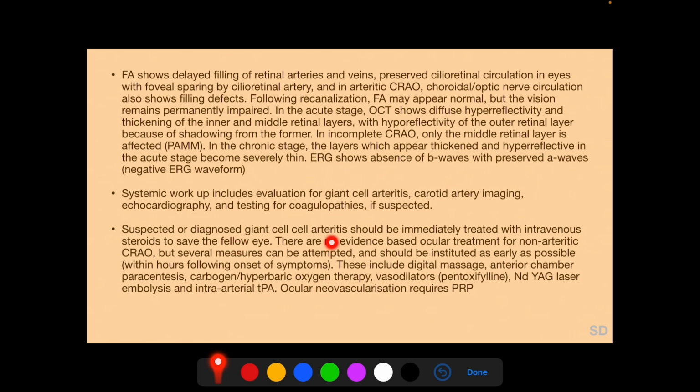There is no evidence-based ocular treatment for non-arteritic CRAO, but several measures can be attempted and should be instituted as early as possible, ideally within hours following onset of symptoms. These include digital massage, anterior chamber paracentesis, carbogen and hyperbaric oxygen therapy, vasodilators such as pentoxifylline, Nd:YAG laser embolysis, and intraarterial tissue plasminogen activator. Ocular neovascularization, if it occurs, requires panretinal photocoagulation.